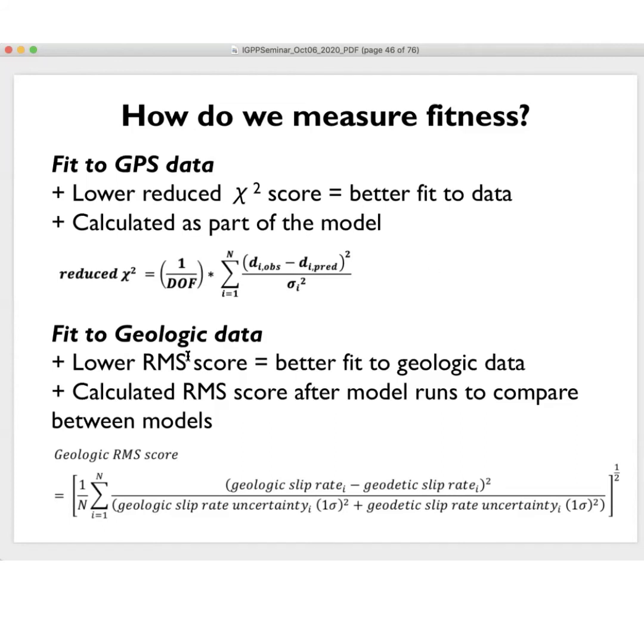When it came to the geologic data, we decided to calculate our own root mean square score, and it's calculated in this way. And we calculate these scores after model runs, so we don't have geologic constraints in our data.